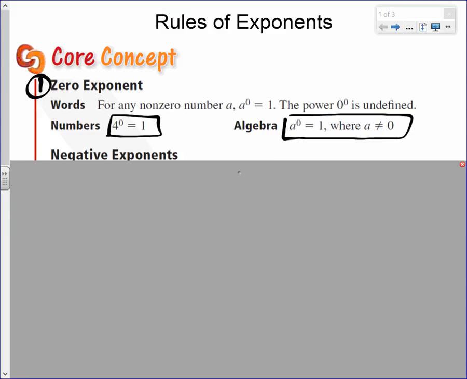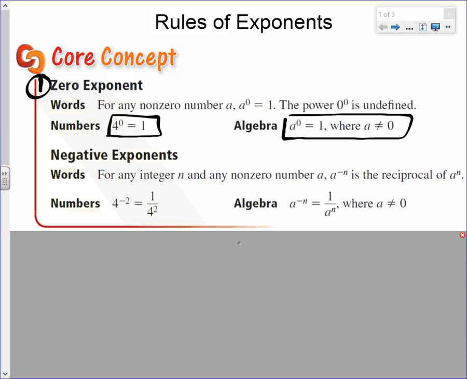Rule number 2. Negative exponents. What? First we got an exponent that's 0, now we got an exponent that's negative. How the heck do we handle that? Write that down.